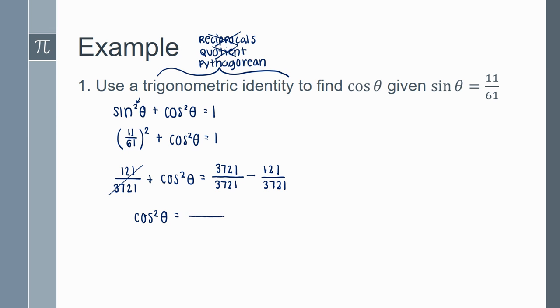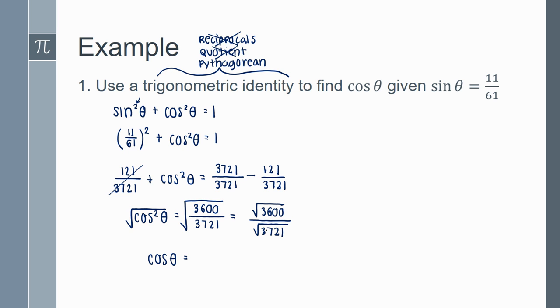Because I have the same denominator, I get to keep that denominator, and now I'm going to subtract the numerators. Well, that subtracts into 3,600. I'm not quite done because I want the cosine. Right now I have cosine squared. So that means that I'm going to take the square root of both sides. Well, when you take the square root of a fraction, you can break it up as the square root of the numerator divided by the square root of the denominator. Okay, so that gets us the cosine by itself.